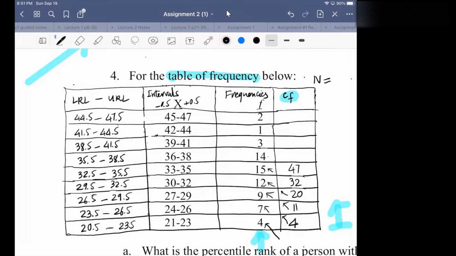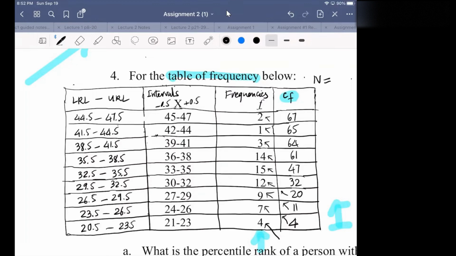47 plus 14 is 61. 61 plus 3 is 64. 64 plus 1 is 65. And 65 plus 1 is 67. So 67 is the last cumulative frequency.